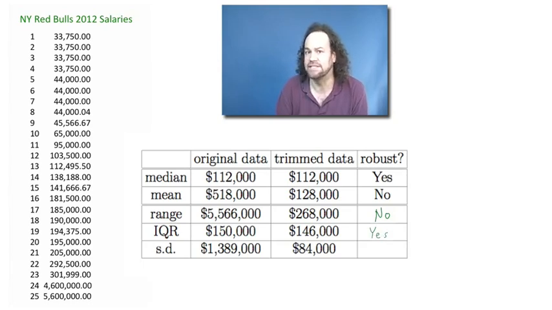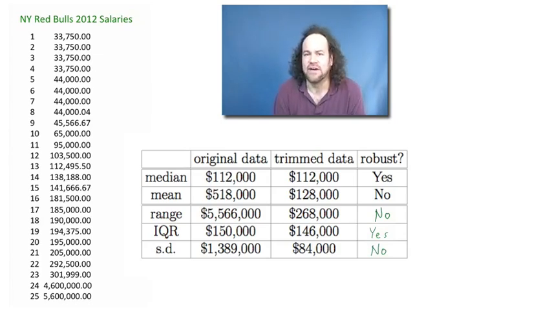It is robust. Finally, we can consider the standard deviation that we just learned how to compute, and it's kind of complicated. We can also see that for the original data, the standard deviation is well over $1 million, but for the trim data, it's only $84,000. This says that the standard deviation is also not robust or not insensitive to outliers.